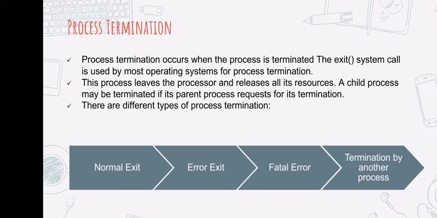There are different types of process termination: the normal exit, the error exit, the fatal error, and the termination by another process. Normal and error exits are both voluntary, whereas a fatal error and termination by another process are not. In the normal or error exits, which are voluntary, let's say for example you have a Word application open and you close the application by clicking the close button or simply going to the file and then the close option. That is an example of a normal exit.